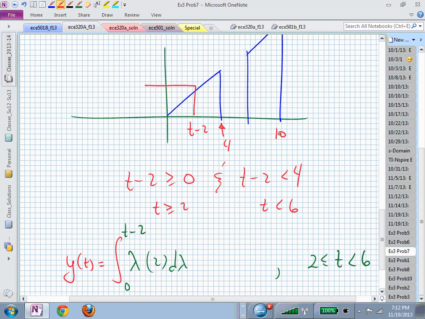This is 10, wasn't it? You need t minus 2 bigger than or equal to 10. So as long as t is bigger than 12, you have total overlap. And now you're just going to have the area under that blue trapezoid scaled by 2, and that will be your value from 12 all the way to infinity. You'll have a constant output. Because the integral is just finding the area under curves.